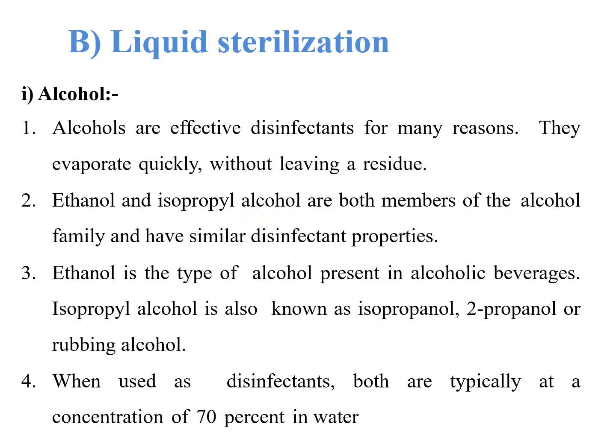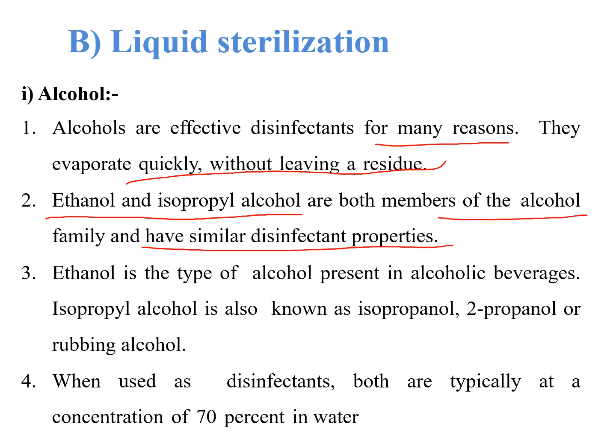In liquid sterilization, we use various types of chemicals. Mainly we use alcohols. These are effective disinfectants for many reasons. Why? Because they evaporate quickly without leaving a residue. That's why there is no problem of residue on your hands, on your explant or any kind of surfaces. That's why the majorly used alcohols are ethanol and isopropyl alcohol, which are both members of the alcohol family and have similar disinfectant properties.